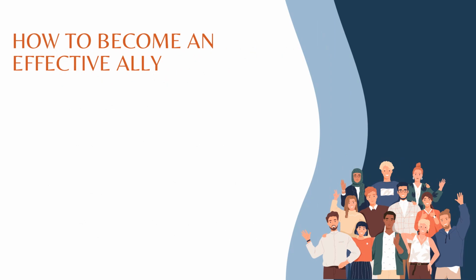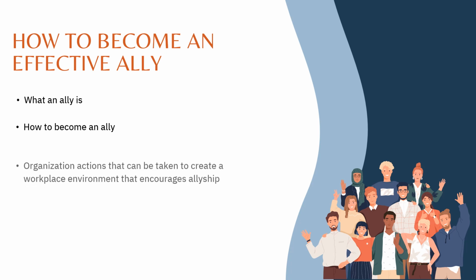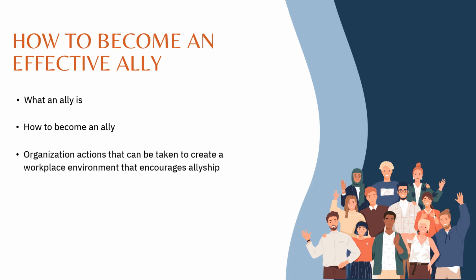The final module looks at how to become an effective ally. Specifically, it looks at what an ally is, how to become an ally, whether male or female, organizational actions that can be taken to create a workplace environment that encourages allyship, and how allies of today can lead the way for future generations.